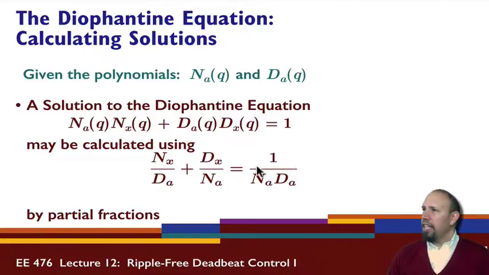So what is this saying to us? If I take this expression and do partial fractions, these have roots, so I do partial fractions of this term, and I group the terms that involve the denominator roots and the terms that involve the numerator roots. Then whatever I get in the top is going to be NX, and whatever I get in the bottom is going to be DX. So this can be solved using partial fractions.